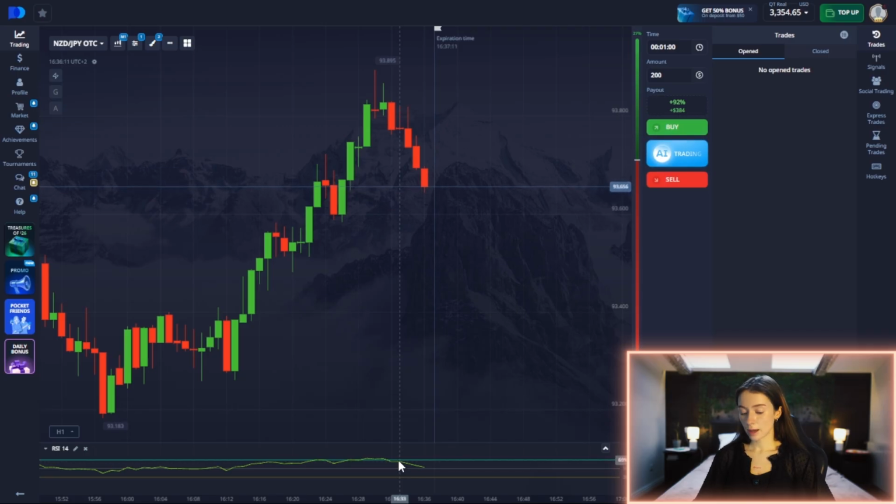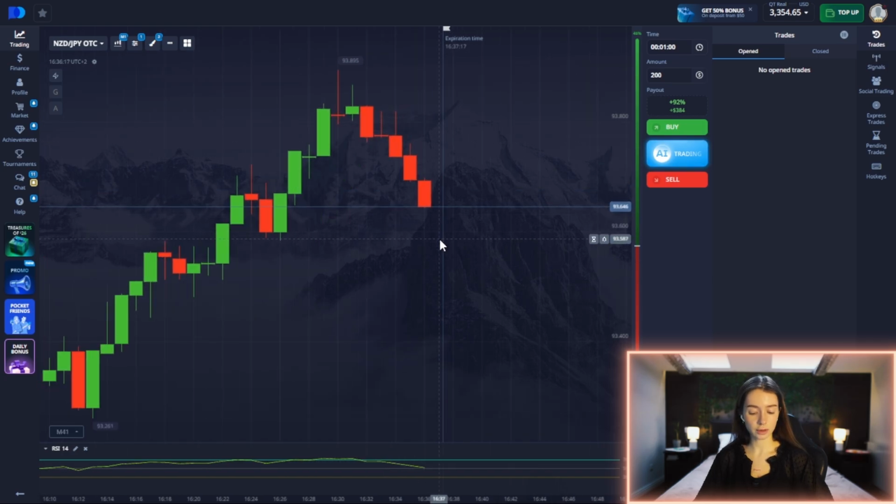This is an example of a counter trend strategy. We identified an uptrend, so RSI close to 70, entered counter trend and made profit. Excellent.